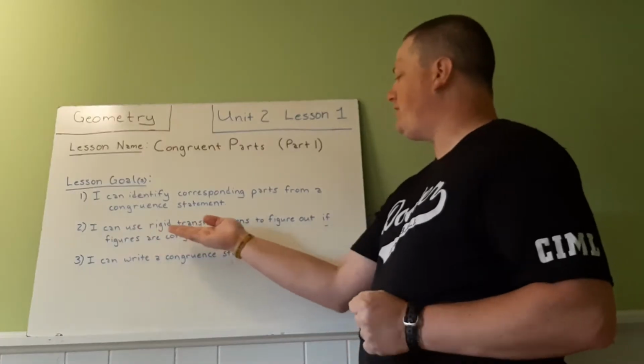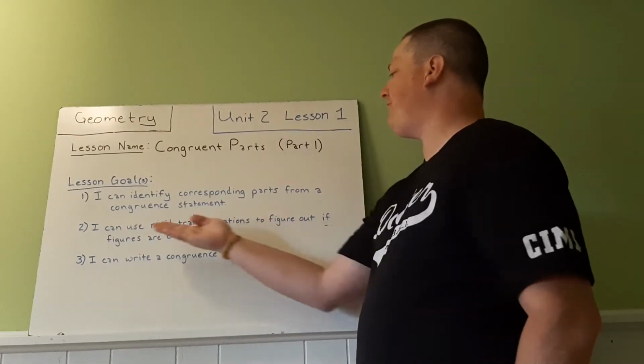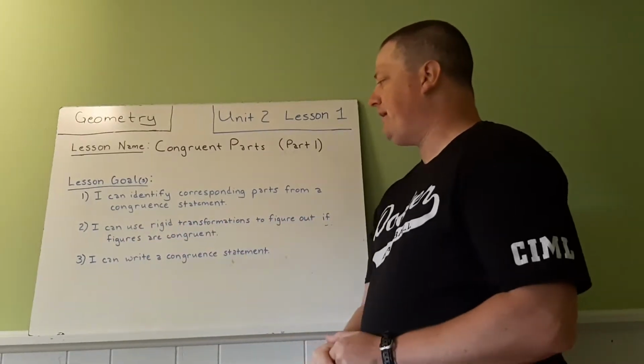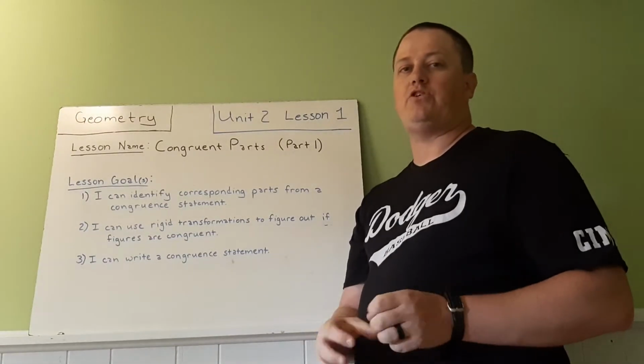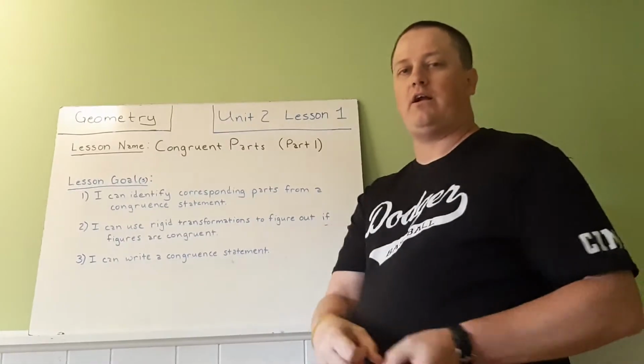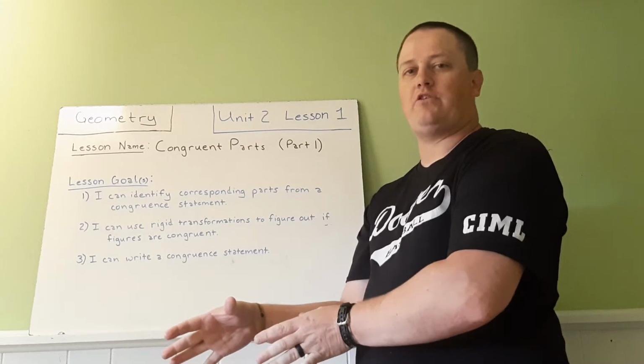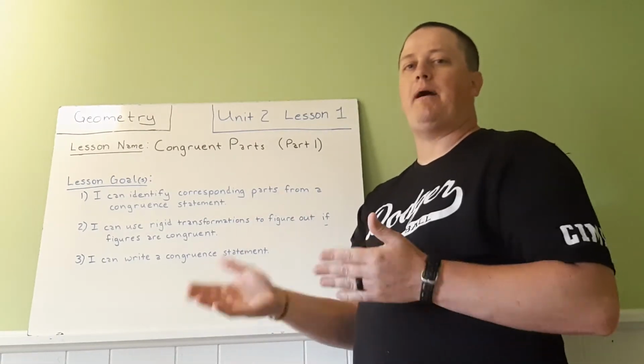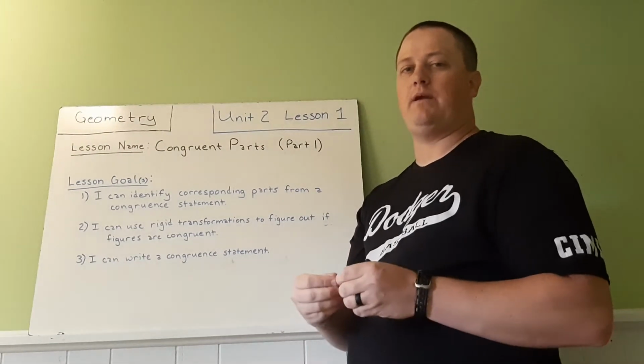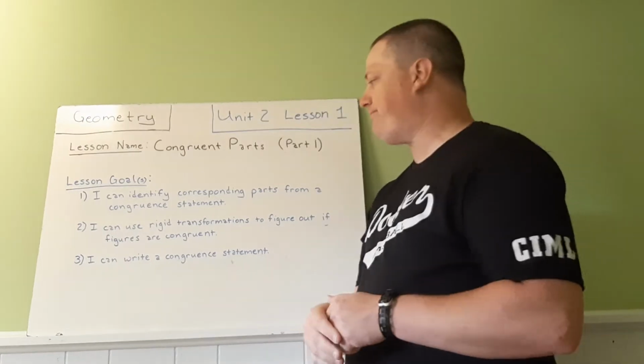I can use rigid transformations to figure out if figures are congruent. So using a transformation, we can take one figure and move it to the location of the other figure, and by putting them on top of each other, we should be able to tell whether they're congruent.